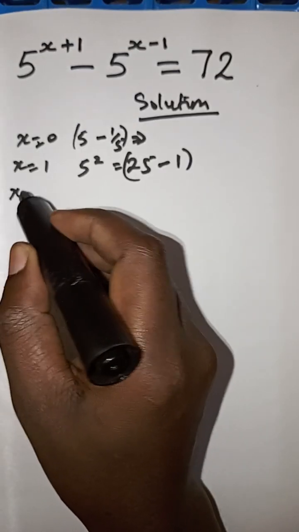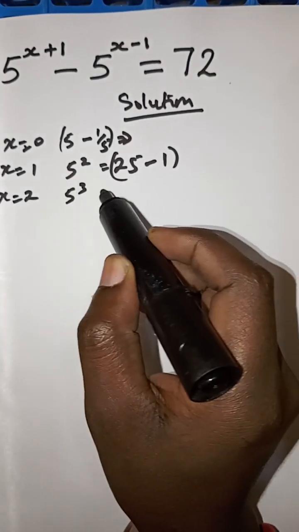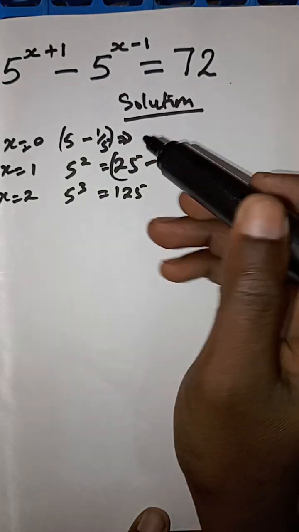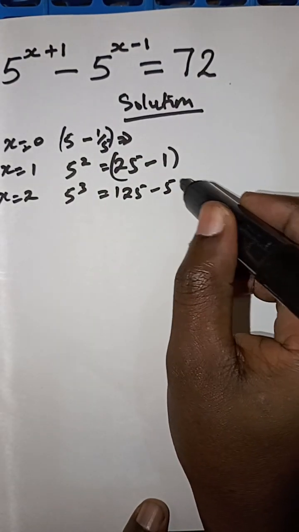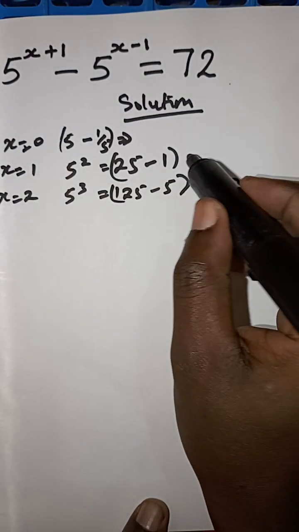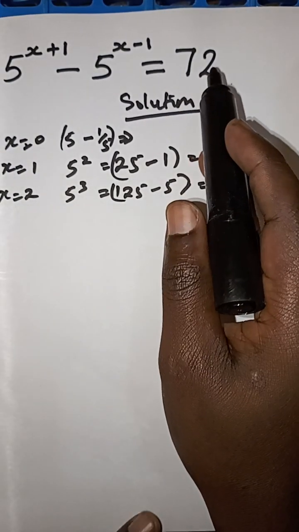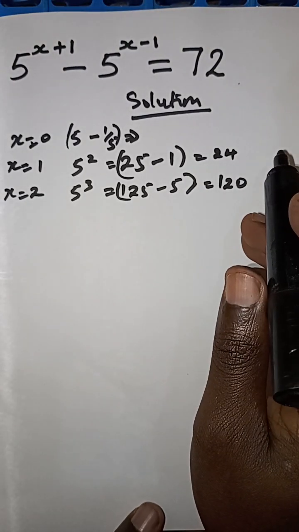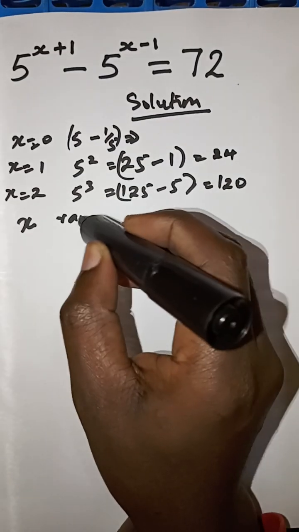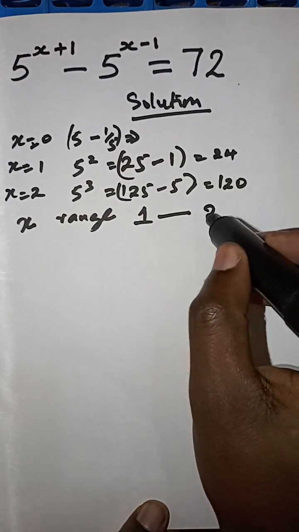Next, when x is equals to 2, then this becomes 5 to the 3, which is the same as 125. When you take 2 minus 1, you get 5 raised to 1, which is 5. You realize this jumps to almost 120, and this one was 24, and we need 72. So it is clearly easy to see that our value of x falls in the range between 1 and 2.